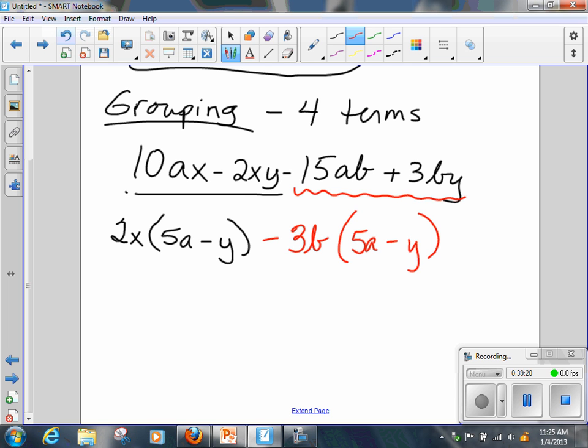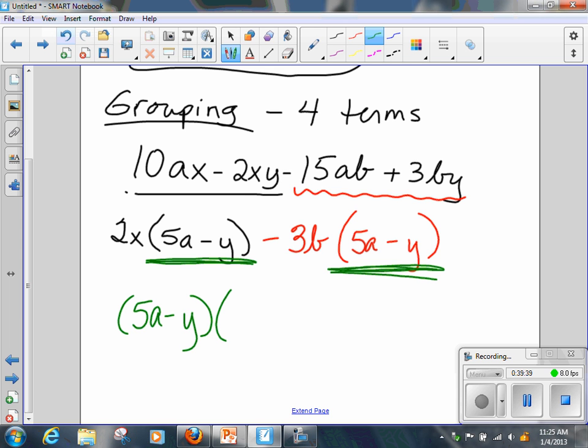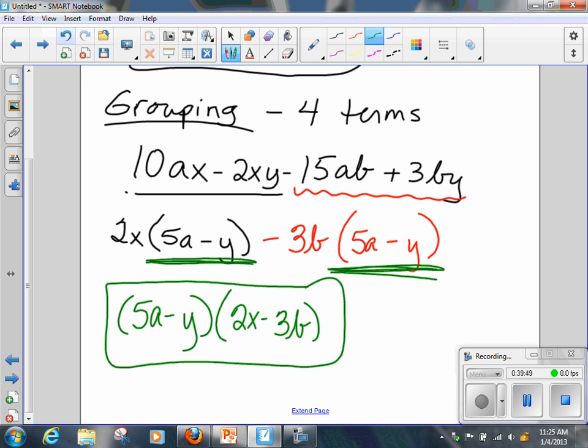Now, folks, you're factoring out another GCF because that's what this really is. It's just another GCF. And what do we do with GCFs? Greatest common factors. We throw them where? To the front. So we're going to throw that GCF to the front. And what's left over? 2x minus 3b. And we're done.